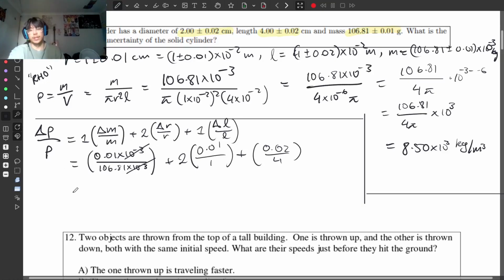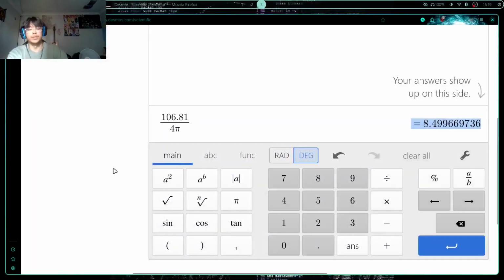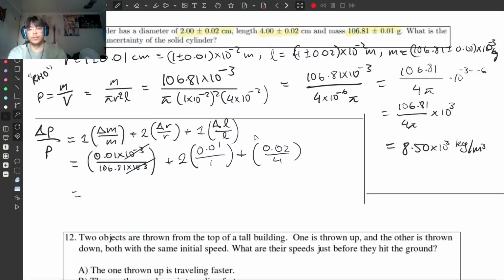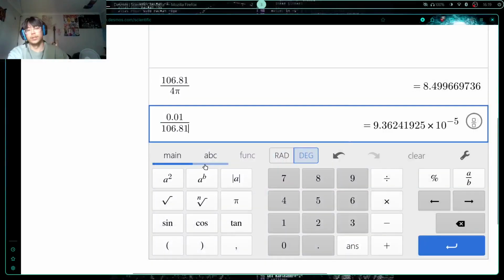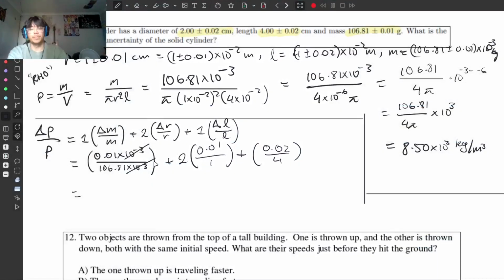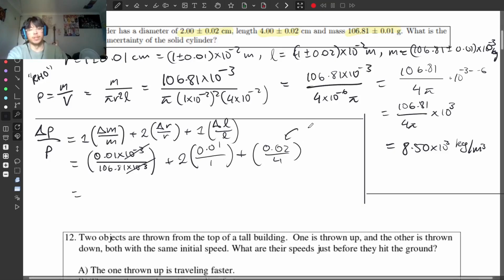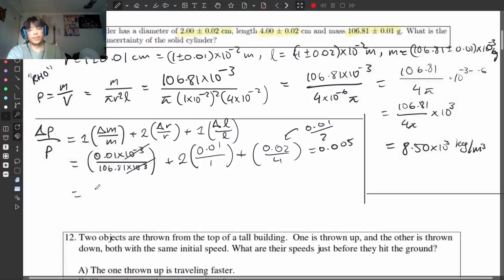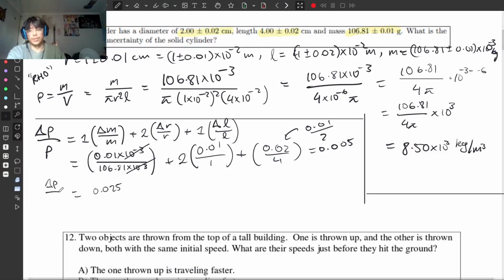So this is going to be equal to 0.01 over 106.81, plus, so 2 of this would just be 0.02 over 1, so plus 0.02, and then this is just 0.01 over 2, because I'm just simplifying this fraction, so 0.01 over 2, which is 0.005, plus 0.005, and we get this value here, so 0.025. This is our fractional uncertainty for our density.